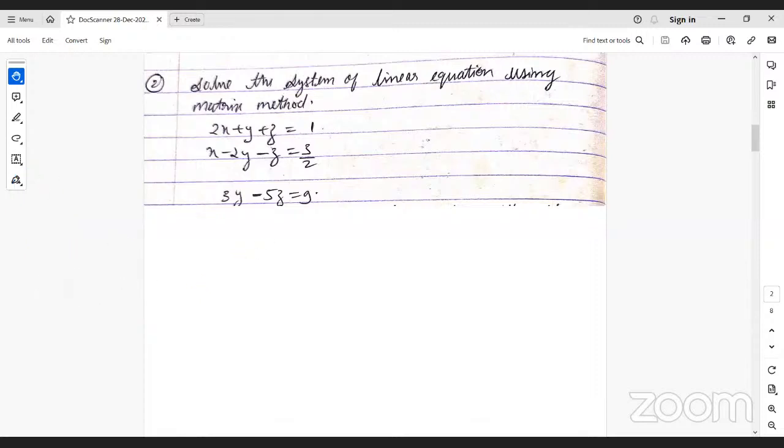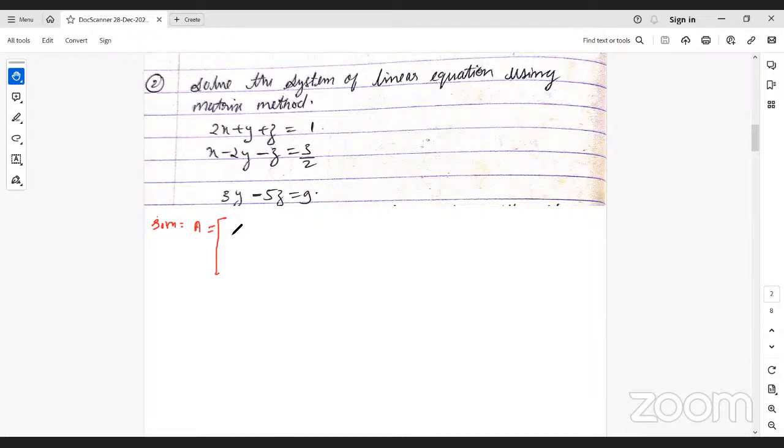So see, pay attention now. First step: first we have to write the 3 matrices. In the solution, we need to split the given system into 3 matrices. That is matrix A. Matrix A, we discussed, consists of only the coefficients of x, y, and z.